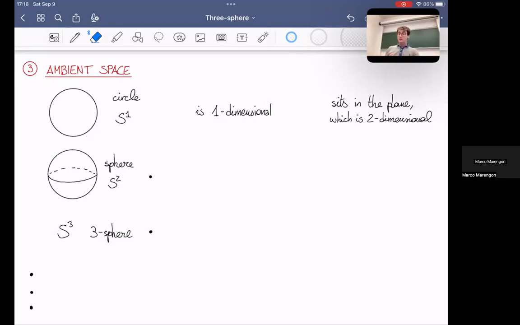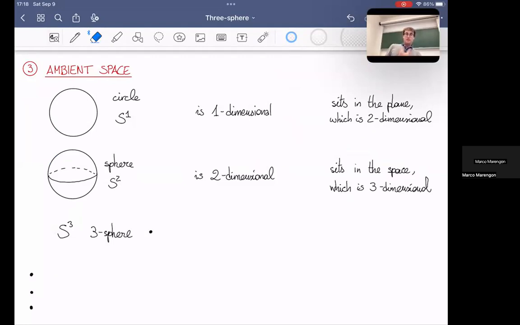And for the sphere, the same happens. So the sphere is two-dimensional. Again, it's just the boundary of the ball. So it is something that locally looks like a plane. But in order to see it completely in its full, we have to see it as sitting in the space, which is three-dimensional. And this is maybe the origin of the confusion that I was mentioning at the very beginning, that we're not used to thinking of the sphere as a two-dimensional object.